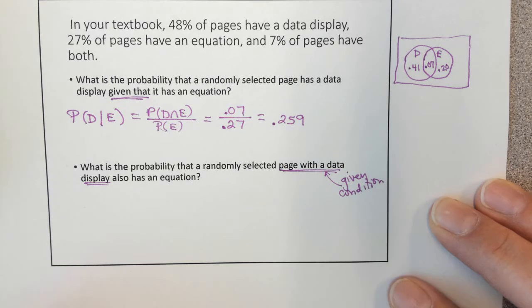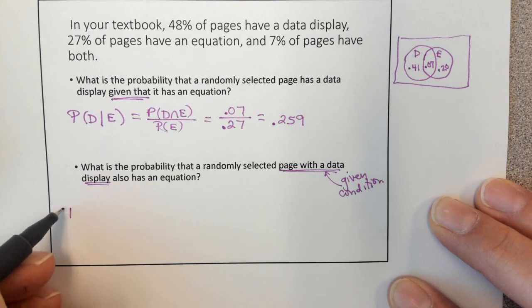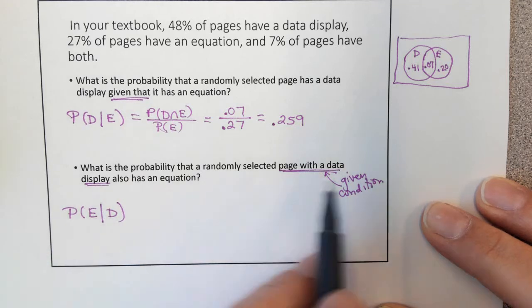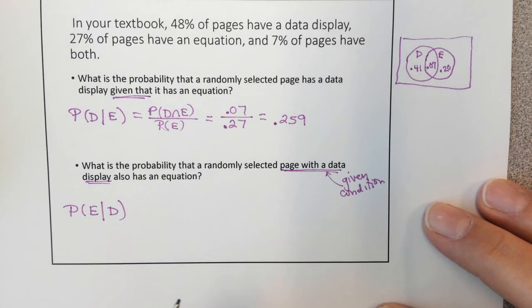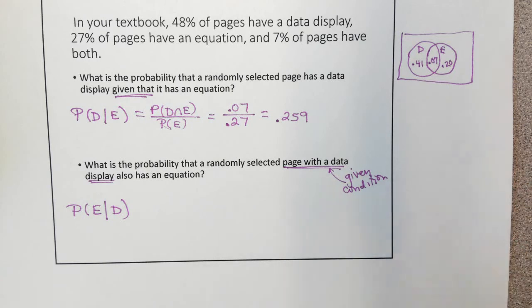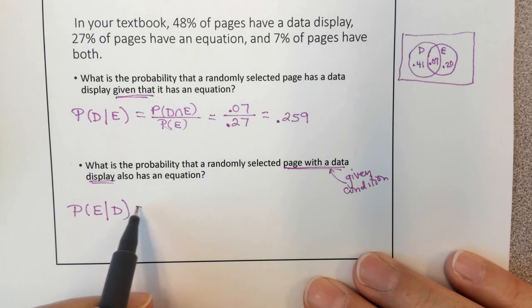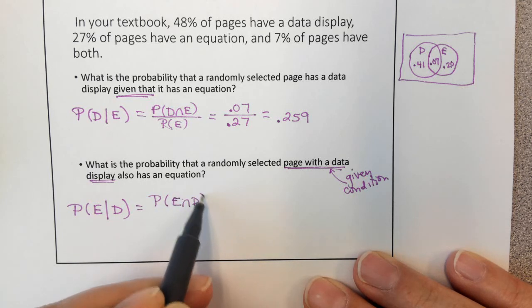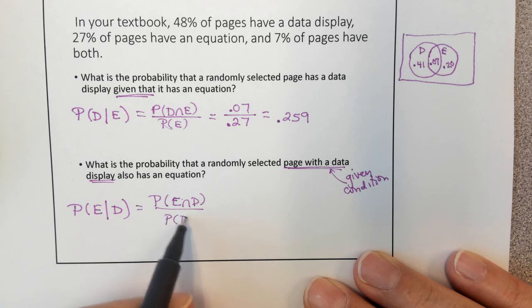So data display is your condition this time. We want to know the probability that we also have an equation given that it has a data display. Here's a case where it's worded a little bit differently. We don't have those magic words "given that." If you could rewrite that sentence and throw in the words "given that," that's doable. What is the sure thing? That's your condition. Okay, we have a formula: probability of having an equation and a data display, the intersection, over the probability of just a data display.